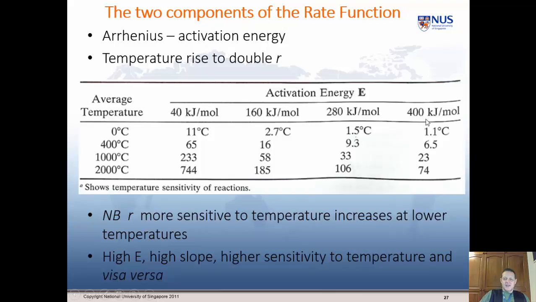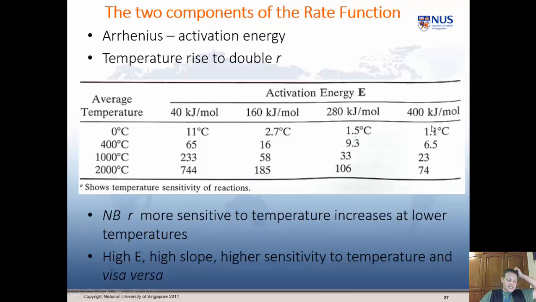You can see that this column has the smallest number of degrees to double the reaction rate at every temperature. So the implication is the higher the activation energy, the more sensitive the reaction is to temperature. At a high activation energy like this, changing the temperature by a very small amount increases the reaction rate enormously.